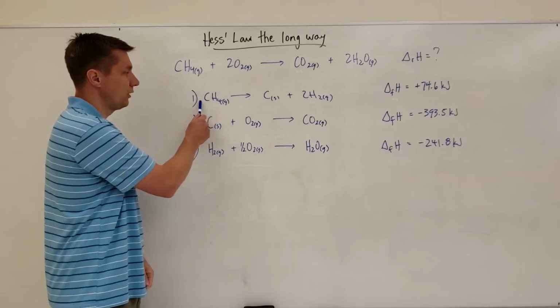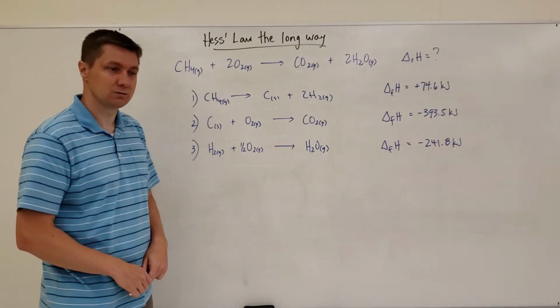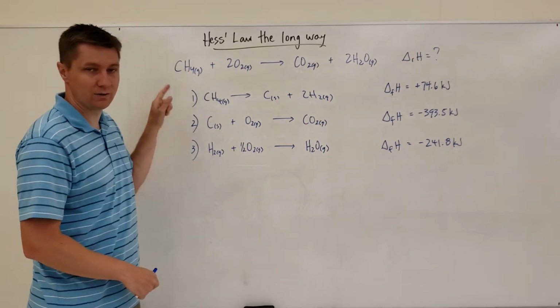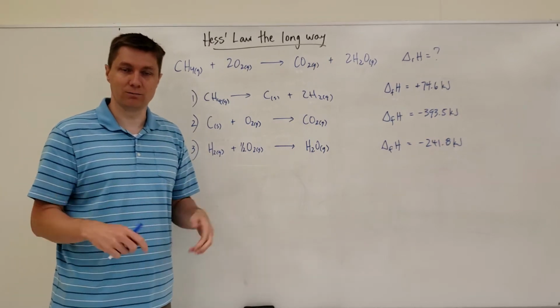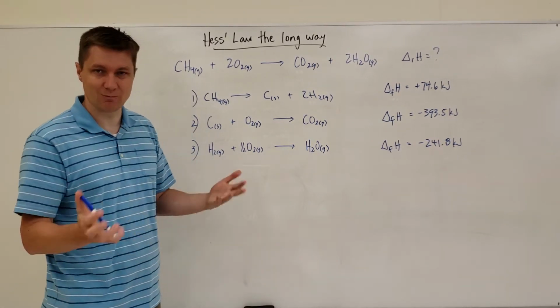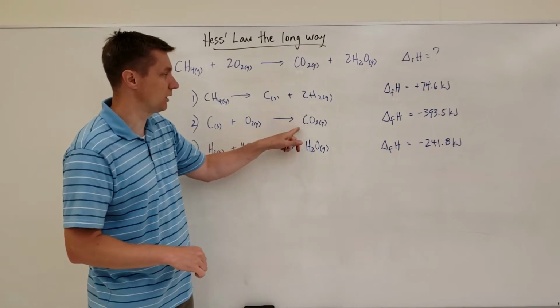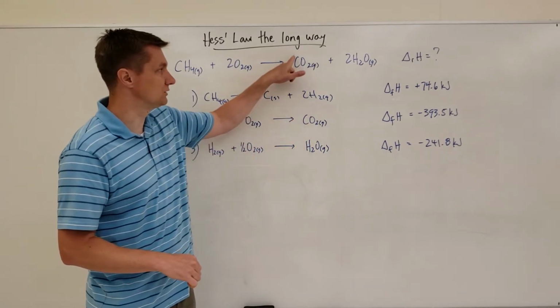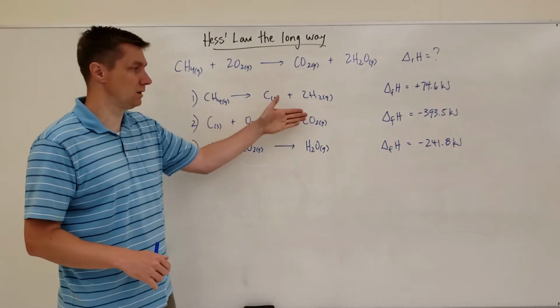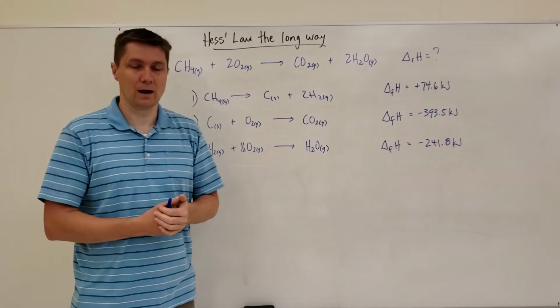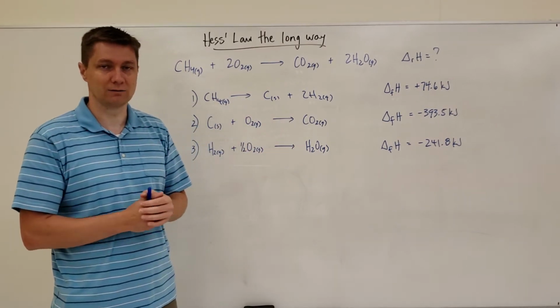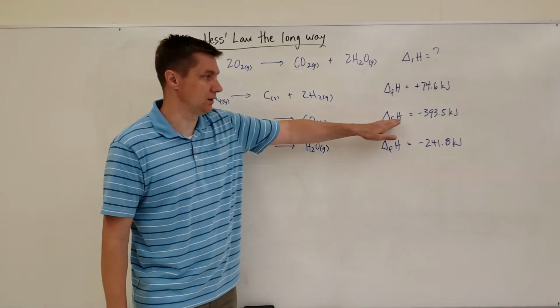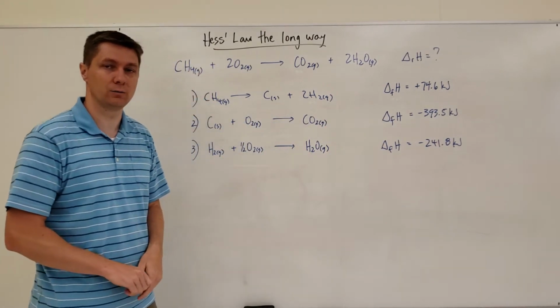You can see here I've got 1 methane in this reaction, and I only have 1 methane in the reaction that I'm trying to rebuild. So that matches, and that's good. Same thing with the carbon dioxide here. That matches this and this. So for this one here, I don't need to do anything. I can leave it as is, and that delta H is good, negative 393.5 kilojoules.